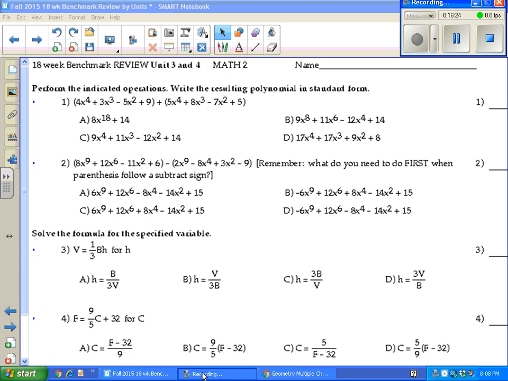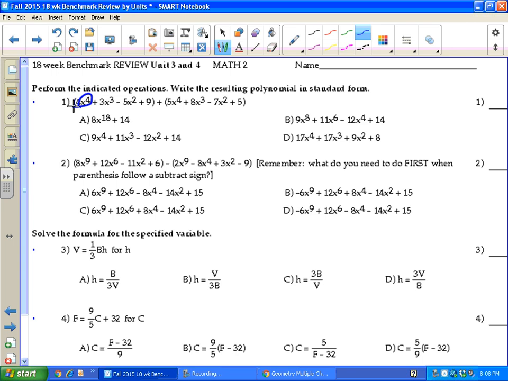All we're doing in the first one is adding. When you add, find your like terms. I have an x to the 4th and an x to the 4th. But when you add, you only add the coefficients or the numbers in front. So I'm going to say 4 of these x to the 4th plus 5 of the x to the 4th should be 9 x to the 4th. Do not add exponents. You don't do that until you multiply later.